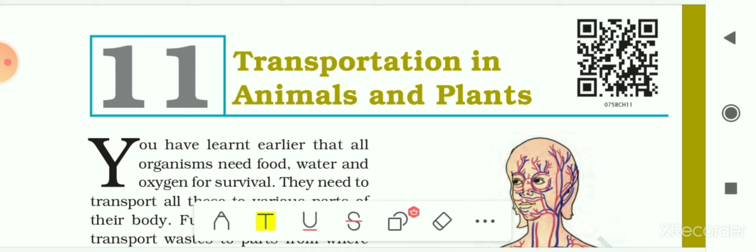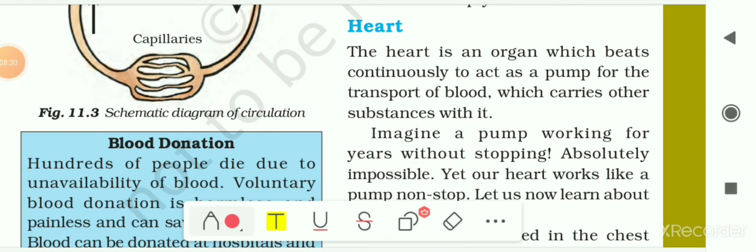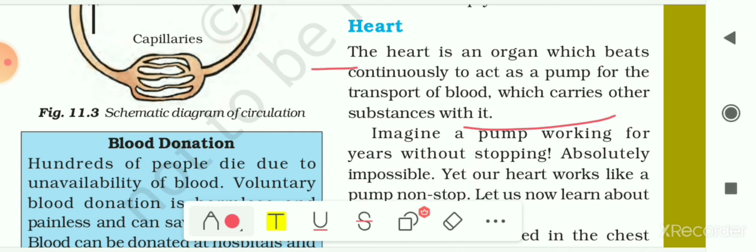Now in this video we will continue with the other part of our circulatory system, that is the heart, the most important part of our circulatory system. So now let me first see what is the function of the heart and what is the location of the heart in our body. The heart is an organ which beats continuously to act as a pump for the transport of blood, which carries other substances with it.